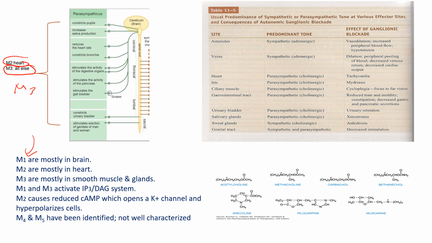I wouldn't super worry about this, but M3 receptors are controlled by this IP3 DAG system. These are calcium channels. That's pretty much all there is to say with that. And then M2 are potassium channels. And that's just the kind of receptors. You may get a question, but I sort of doubt it, to be honest.